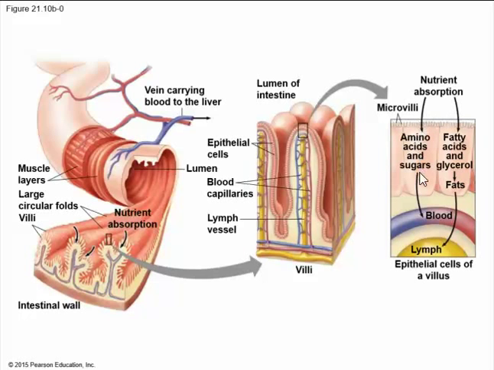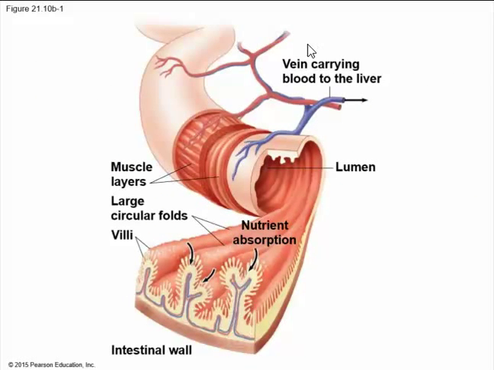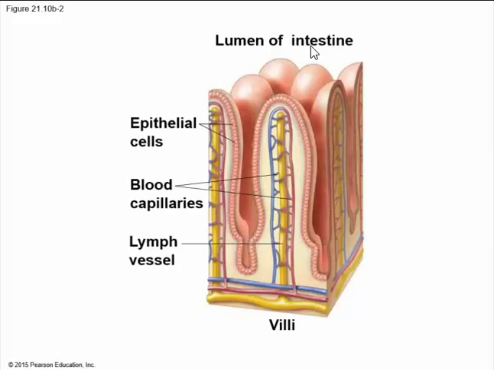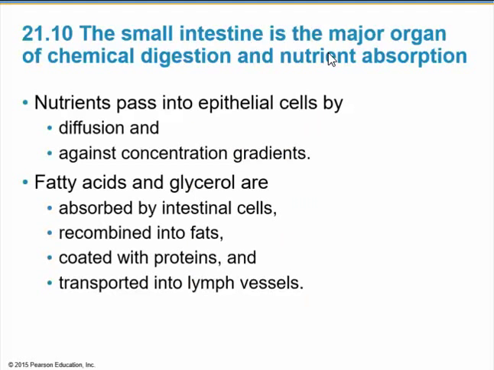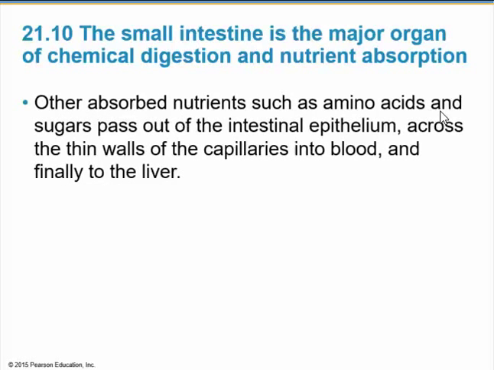Amino acids and sugars are absorbed into the blood, but fatty acids and glycerol go into the lymph and are transported by the lymphatic system. Alright, nutrients pass into epithelial cells by diffusion and active transport. Fatty acids and glycerol are absorbed by the intestinal cell, combined into fats, then receive a protein coat, and then go into the lymphatic system. And other nutrients, amino acids and sugars, pass directly into the blood, and from there they go to the liver.